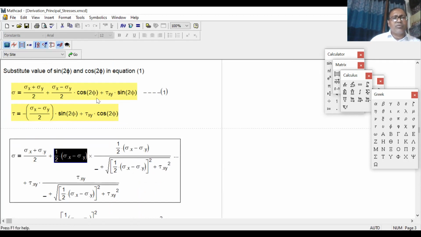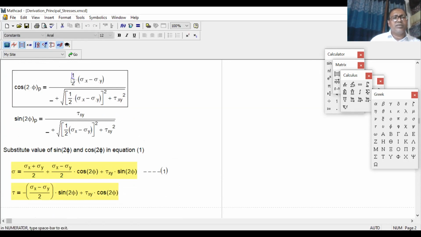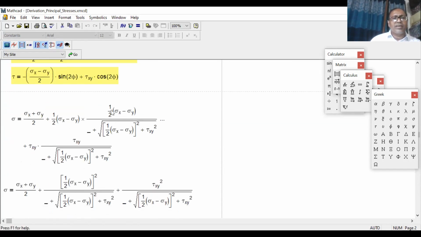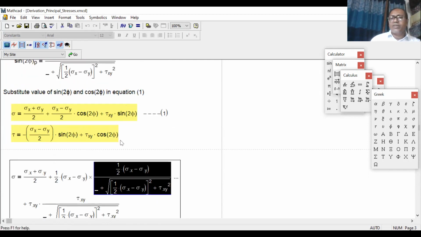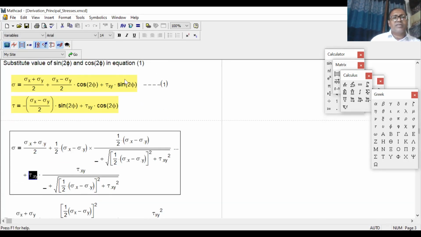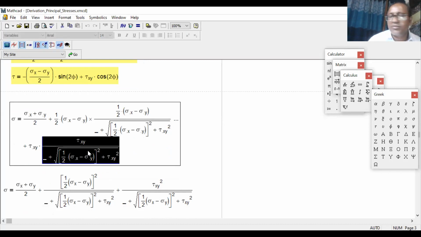then multiplied by cos 2 phi p. So where is cos 2 phi p? This value, a little bit bigger value, right? The whole value, I put it over here. Then what do we have? Tau xy. Tau xy I put over here. The value of sine I put over here. A little bit higher value. Okay.